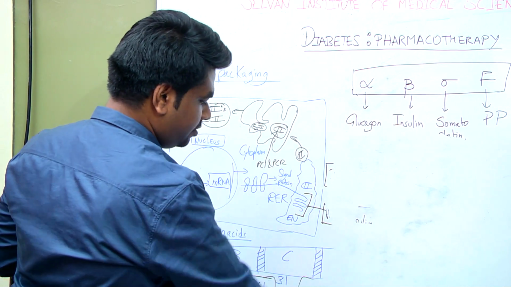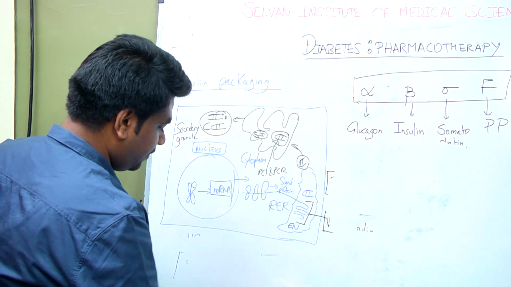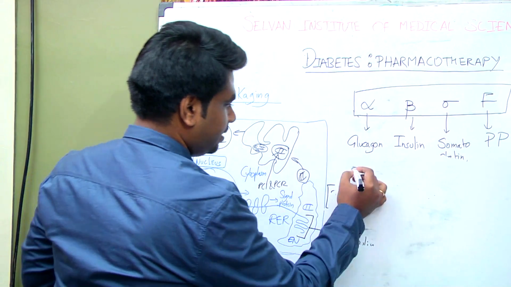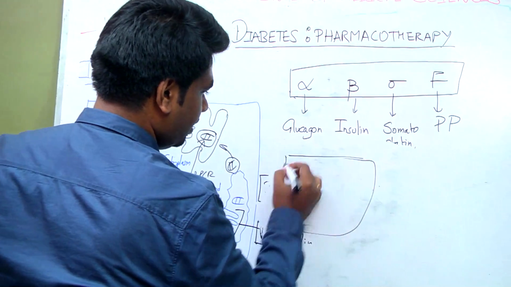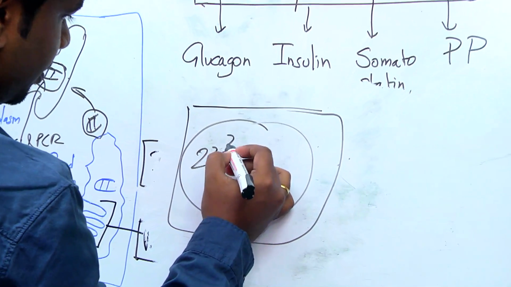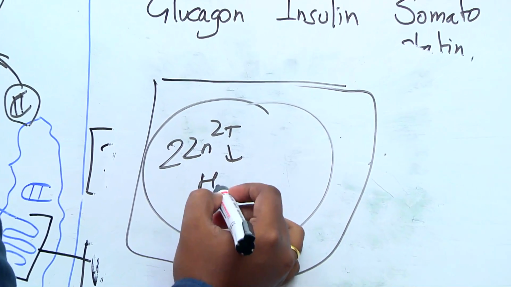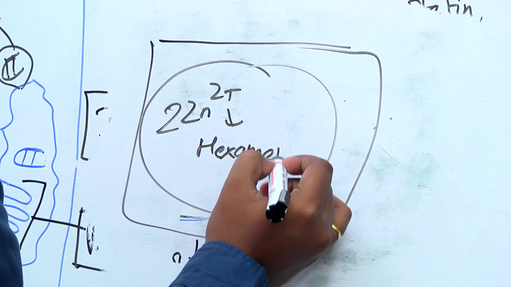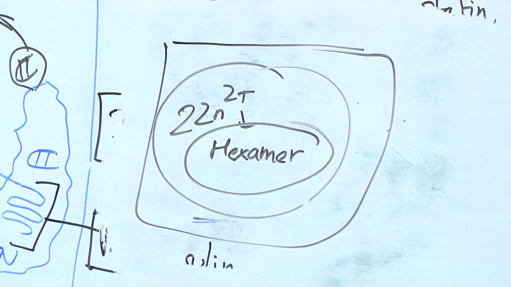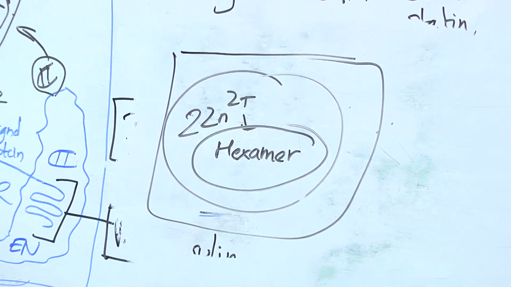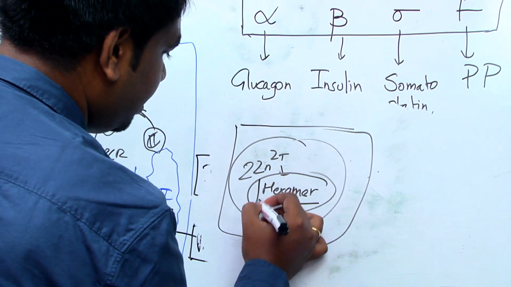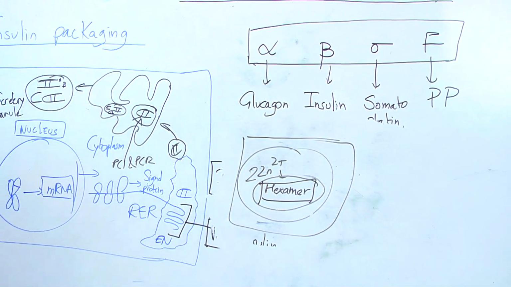What else you need to know here is that when the insulin is secreted, it is kept in conjugation by two zinc molecules, and the insulin is secreted as a hexamer. Okay, so this is what you should know. The two zinc molecules help to keep it in conjugation in a hexamer state, right?